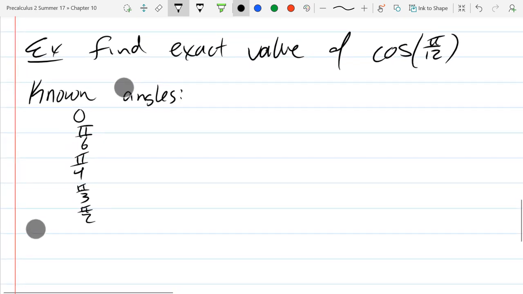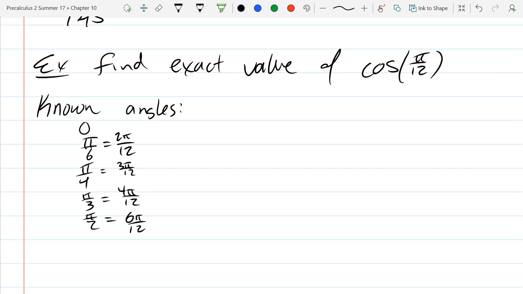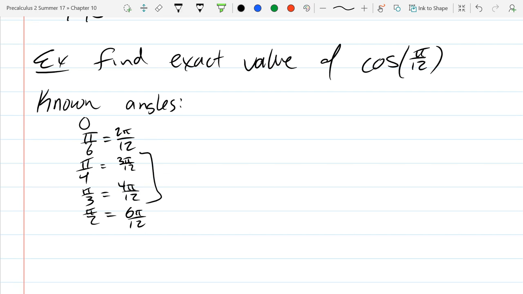Now, fractions suck unless you have a common denominator. Here is why I said pi over 12, because we're about to write all these as some number of pi over 12s. This is 2 pi over 12, 3 pi over 12, 4 pi over 12, 6 pi over 12. All right. Do two of those add or subtract to make pi over 12? They sure do. I have two choices. I could subtract those two, or I could subtract these two. Let's go ahead and subtract these two.